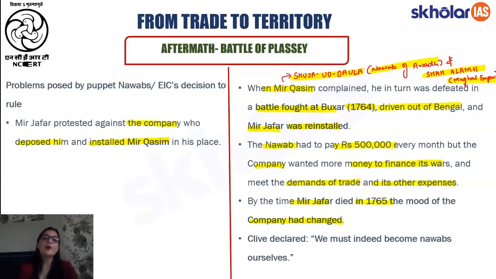However, seeing the political scenario, the opposition that was faced by them constantly, their mood changed after 1765, wherein Robert Clive, who had headed the East India Company during the Battle of Plassey, suggested that we must indeed become Nawabs ourselves. That is, now the company had made up its mind to rule the country with respect to its administrative part as well.